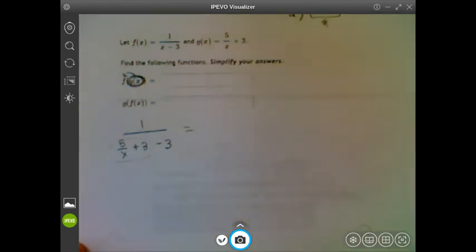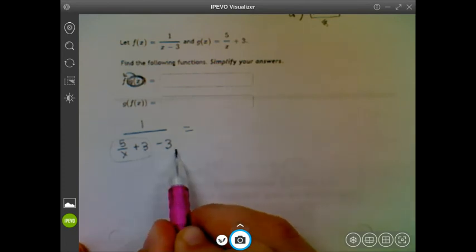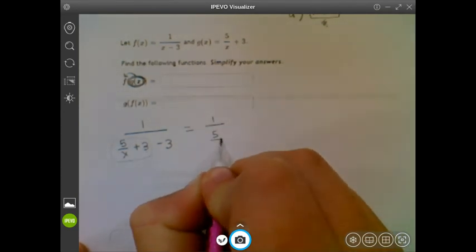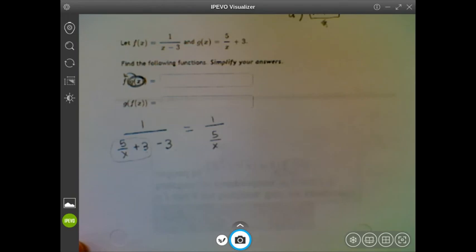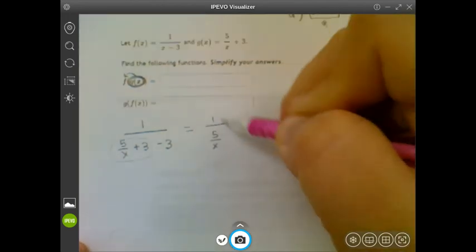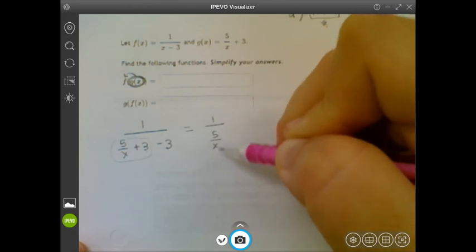All right, and we're going to do some simplifying. In the denominator, I see 3 minus 3, so that would go away because that would just make 0. So I see 1 over 5 over x. And this is what we call a complex fraction. It's a fraction in a fraction.